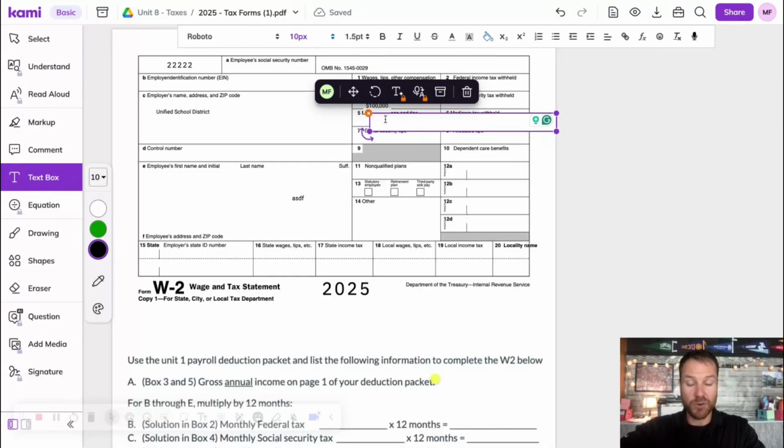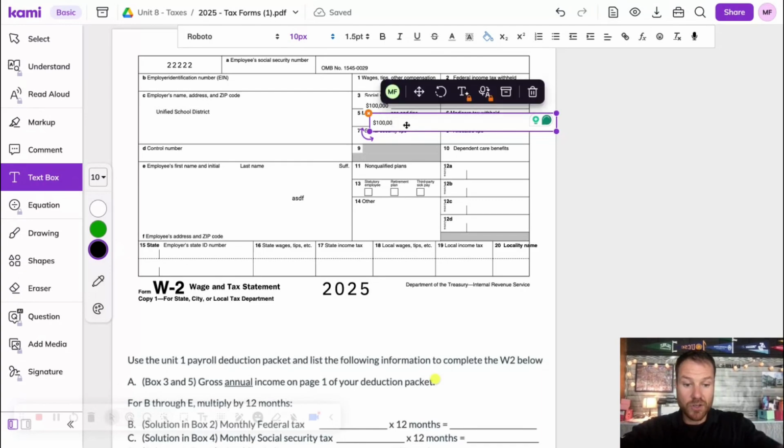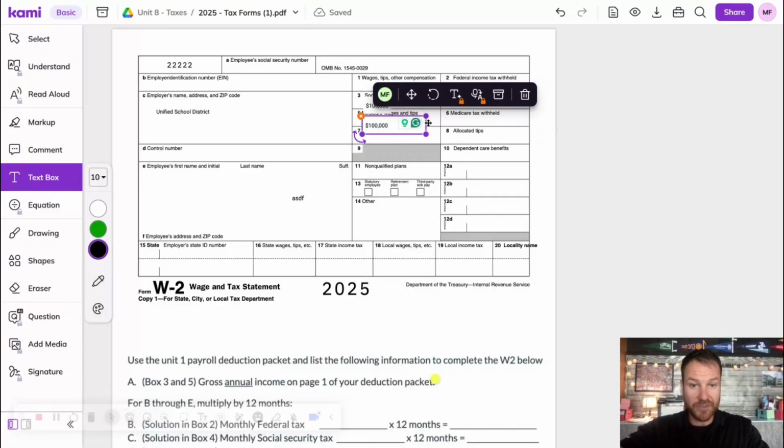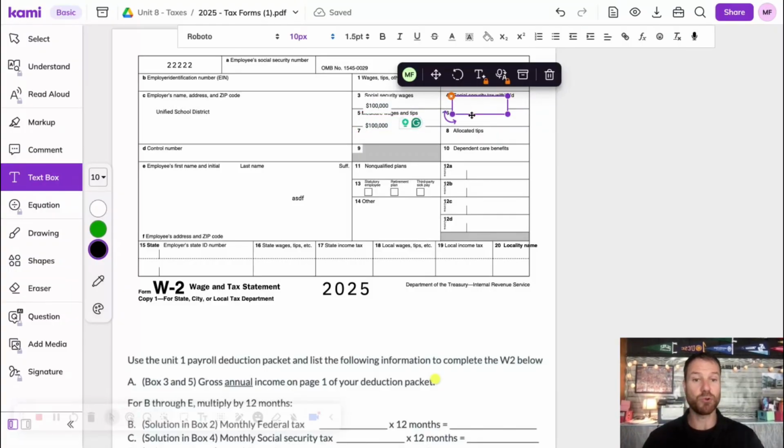I'm also going to put in $100,000 here as well. And now that I've got that for both Social Security and Medicare, those are both in place. Let me shrink this so we can see everything else. We know that Social Security tax is withheld at 6.2%. So for the year, let's say we withheld the exact amount of $6,200 for Social Security, and $6,200 would go right here.